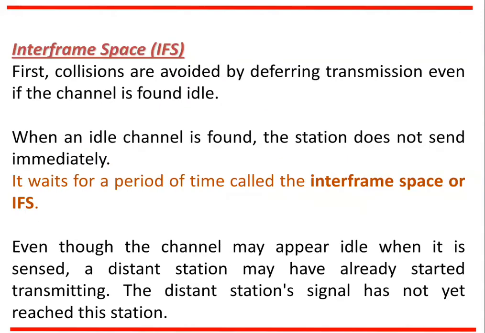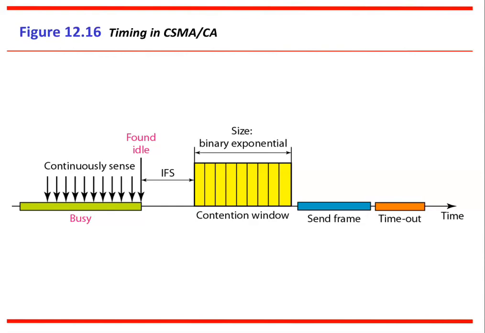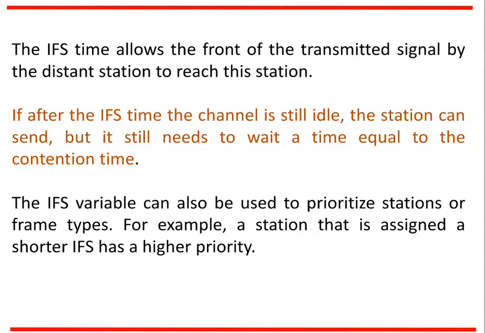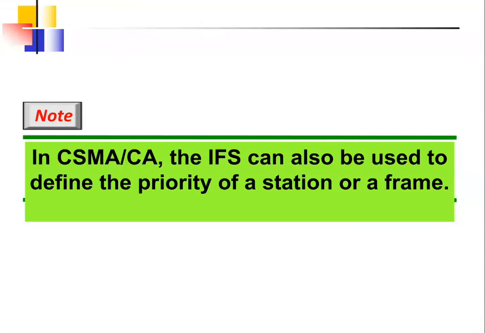We can see here, initially the channel is sensed. Here carrier sensing is used. If it is busy, it is continuously sensed till it finds it idle. It is one of the persistent methods. Once it finds it idle, it waits for an interframe space. After this interframe space, if the channel is still found idle, then it has to wait for still more time, which is called the contention time.